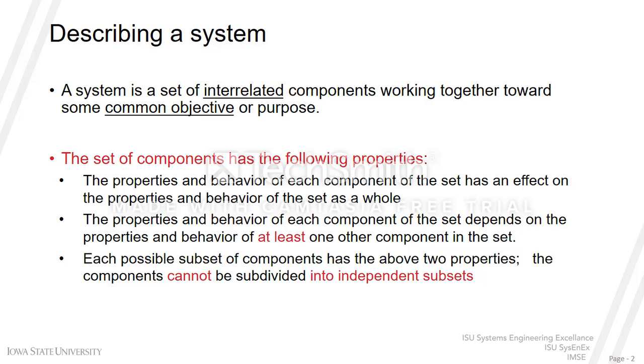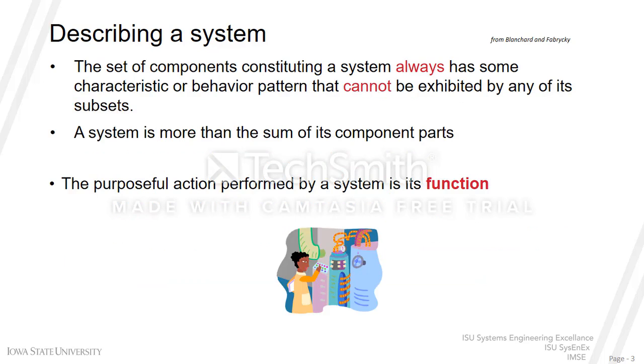If components could do something standalone, then they wouldn't necessarily be a system. If they weren't necessary, then they wouldn't be necessary within the system. When describing a system, the set of components constituting a system has always had some characteristic or behavioral pattern that cannot be exhibited by a subset. And a system is more than the sum of its component parts. Consider again the example of cable television, where you have to change the channel with a remote control, but you also have to integrate with a DVR player or streaming service or other system as well. All the components are in existence, but in the end, it's the end user who makes it work, and it's really not a true system from that perspective.